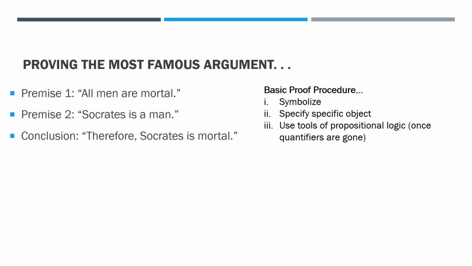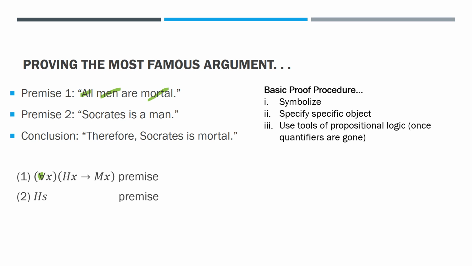So the first thing is to symbolize our first two premises. You have all men are mortal. All means it's a universal affirmative proposition. We need the quantifier for every or for all. We have two terms, men and mortal. Thus we'll say for all x, if x is an H, then x is an M, where H stands for man, M stands for mortal.